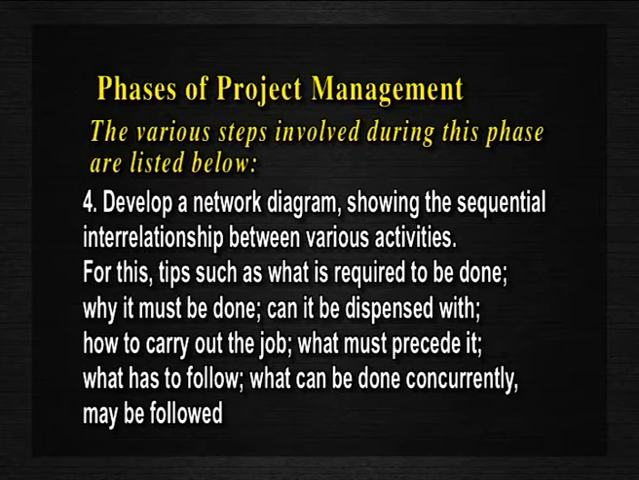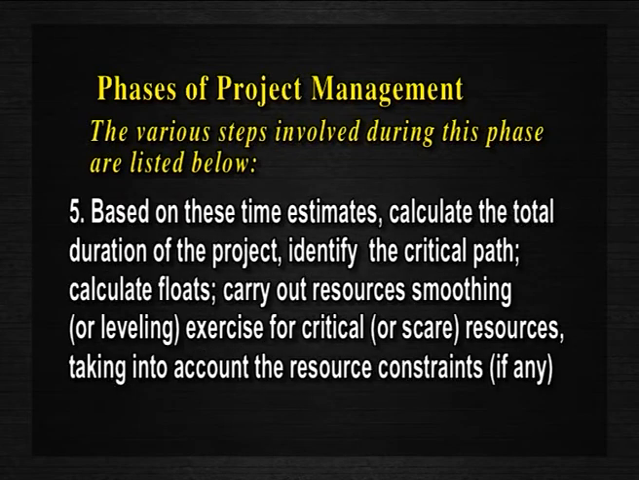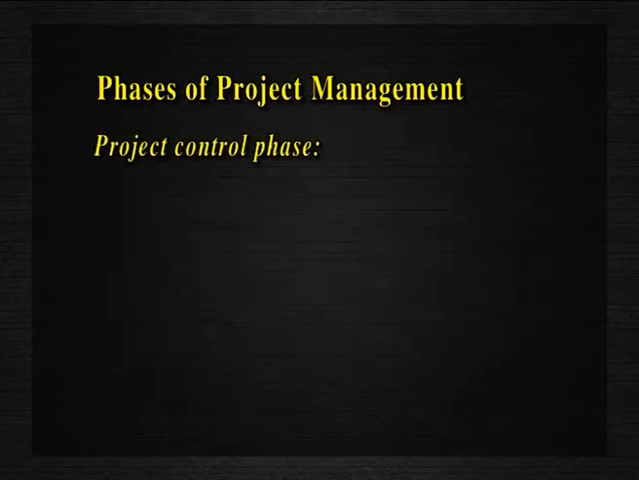For this, tips such as what is required to be done, why it must be done, can it be dispensed with, how to carry out the job, what must precede it, what has to follow, what can be done concurrently may be followed. Based on these time estimates, calculate the total duration of the project, identify the critical path, calculate floats, carry out resource smoothing or leveling, and exercise for critical or scarce resources, taking into account the resource constraints if any. Coming to the project control phase.